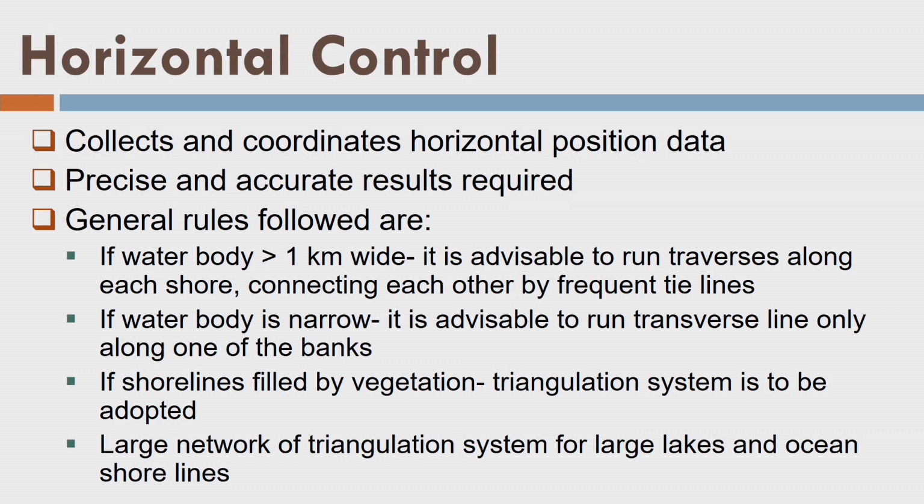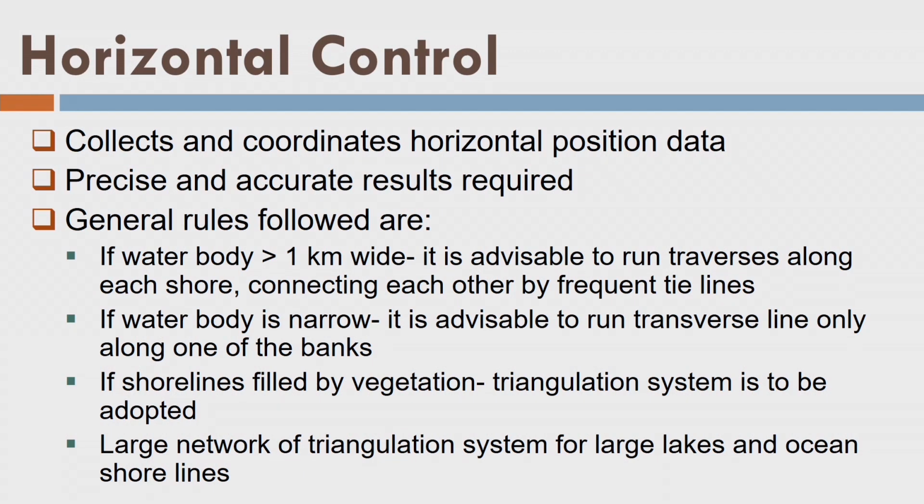The horizontal control we defined last time, and again we are redefining it. It collects the horizontal position data, that means it will collect the xy position. It will ensure that if this is x1 y1, this is x2 y2, this is x3 y3, they should be in coordination with each other. That means if they are in the same reference frame, they should talk to each other. They should have some relationship, and that relationship should represent correct topographic information of the riverbed or seabed. It should be precise and it should be accurate.